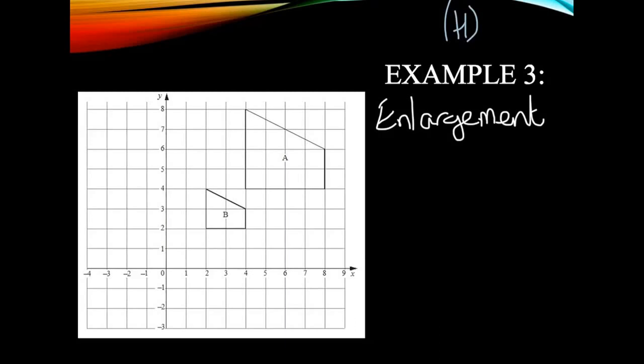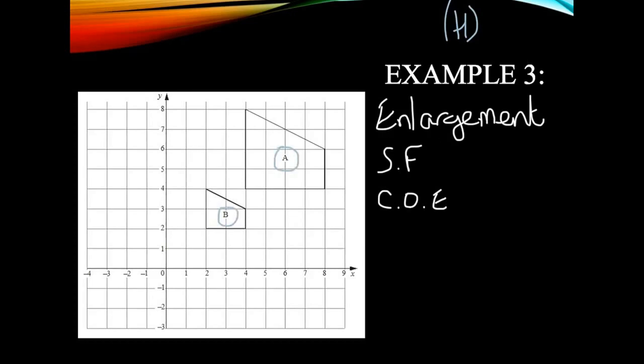Okay, so the transformation that's happened is an enlargement. We need to describe its scale factor, and we need to show what its centre of enlargement is. Okay, let's look at the scale factor first then. Remember, this time we're going from A to B.